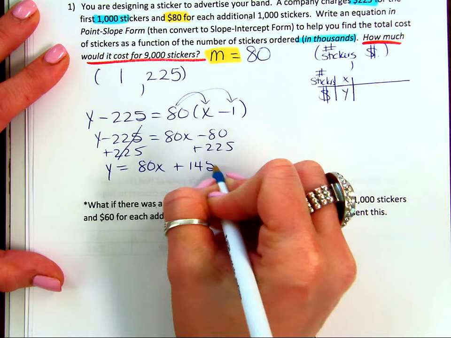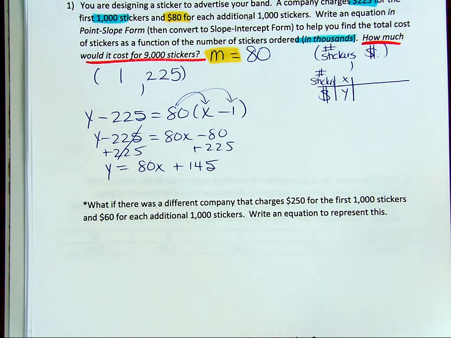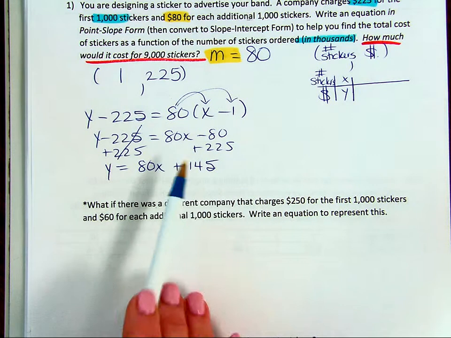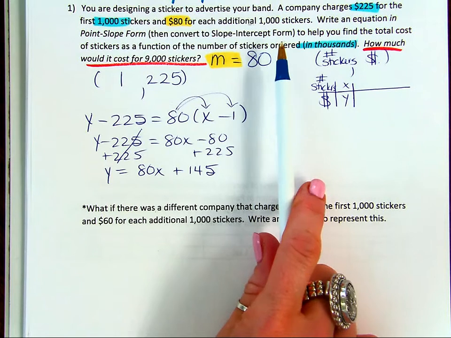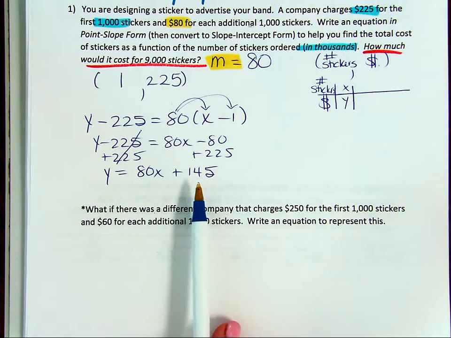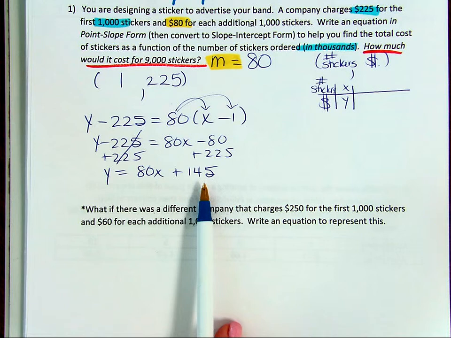Okay. So now that we have it in slope-intercept form, I want you to stop for a minute and think about that. From the information given to us in the problem, was there any way of you knowing that the y-intercept, their initial fee, was $145? There's no way.